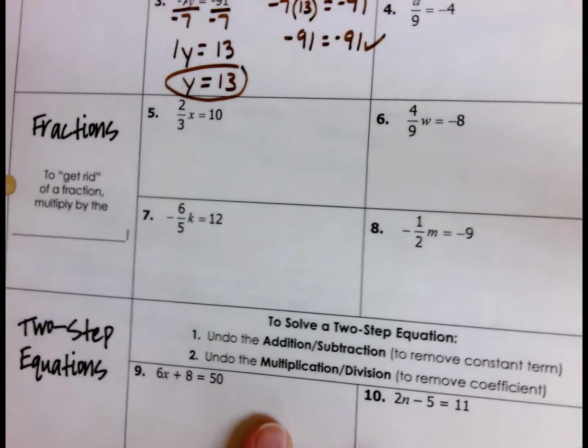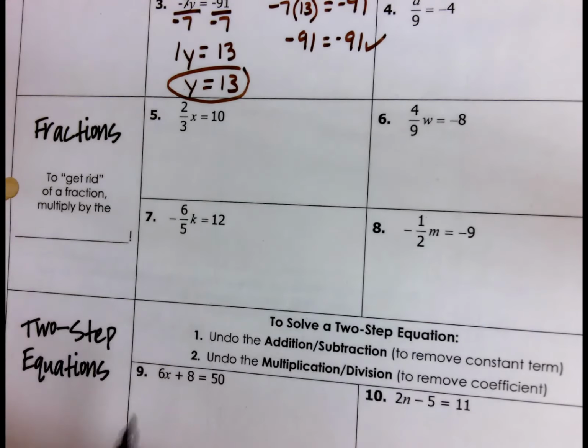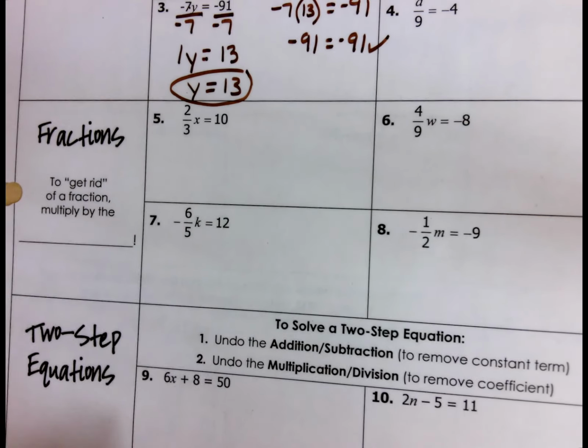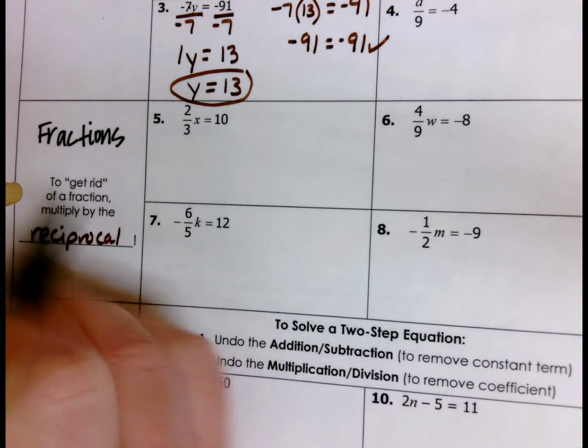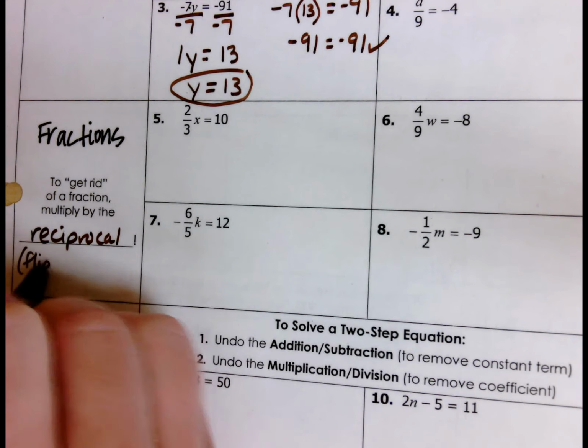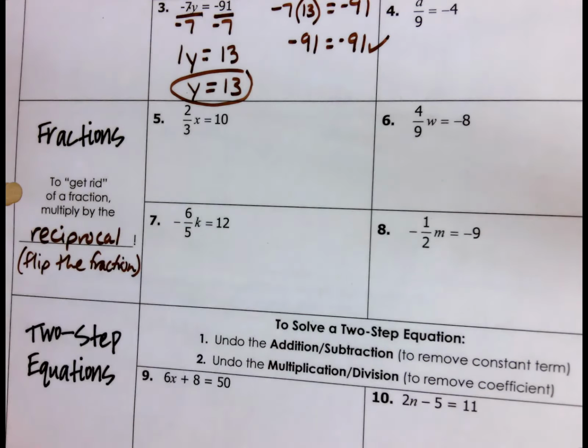All right, now what happens when we come across a fraction? We've dealt with fractions before, and when we talk about getting rid of a fraction, what we're talking about is the inverse property. And remember, when we talked about the inverse property, we have a reciprocal. We have to multiply by the reciprocal. And if you remember, reciprocal means to flip the fraction. That's what we're talking about when we talk about the reciprocal.